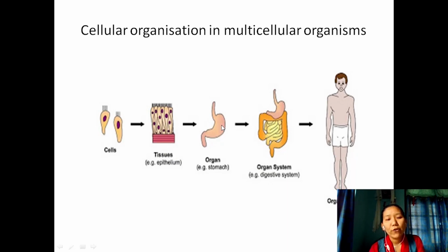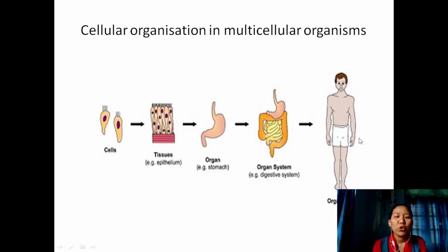Again, a number of organs, when they work in coordination for a particular purpose, let us say digestion, form an organ system. The organ system shown here is the digestive system. Likewise we have respiratory system, circulatory system, endocrine system, and so on. And when all these different systems work in coordination, they form an organism. In this chapter we'll be talking only at the level of tissue.